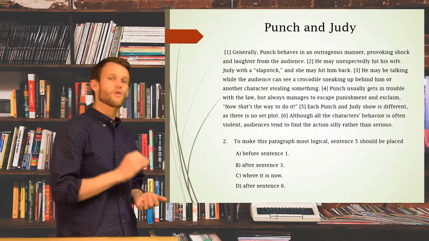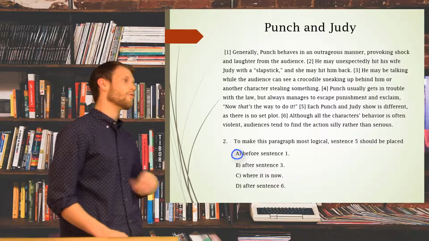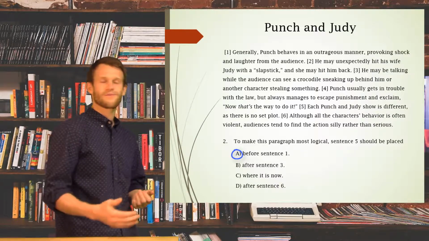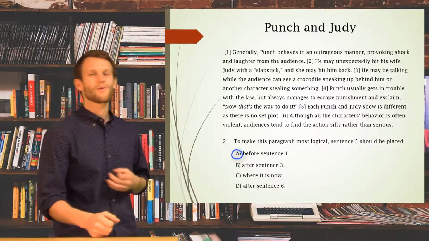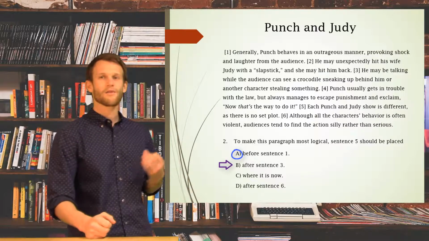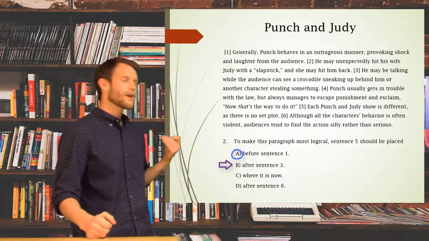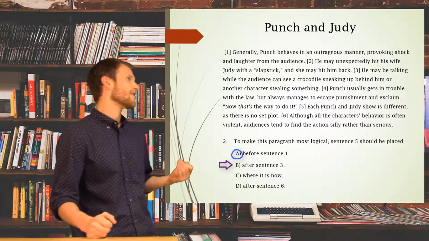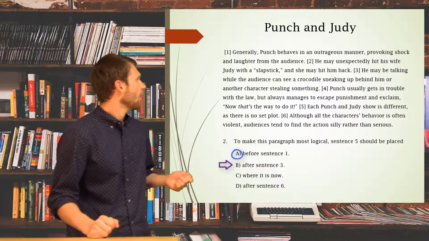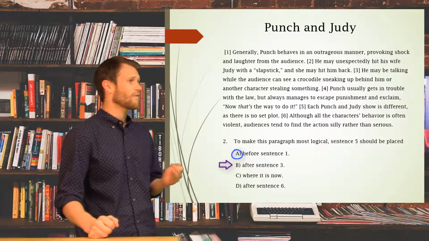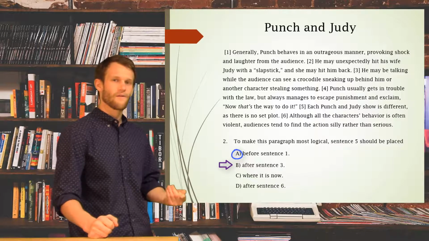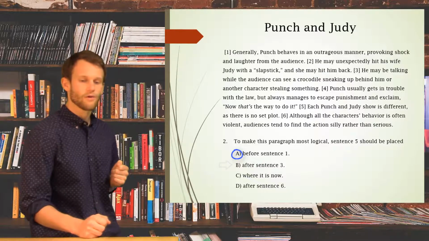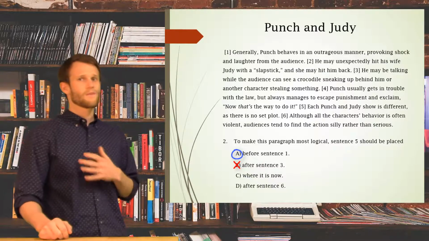So before we go with choice A, which is telling us to put it before sentence 1, making it the intro, we want to make sure that we don't have any other tempting options here. So when we look at putting it after sentence 3, well, sentence 3 is talking about Punch and what he does during the performances, how he talks while the audience can see something sneaking up behind him. And well, we don't really want this very general statement that each Punch and Judy show is different to come right after a very specific instance of what might happen in a show. The reason for this is it simply doesn't fit.